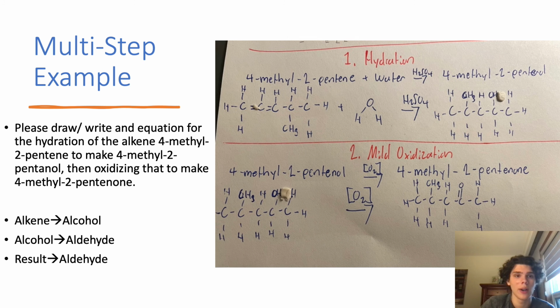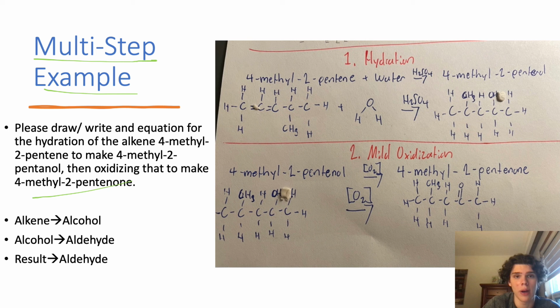Alright guys, we're back with our last example, which is our multi-step example and probably our most important one. So we're going to start with an alkene, 4-methyl-2-pentene, to make 4-methyl-2-pentanol, and then oxidizing it to make 4-methyl-2-pentanone.